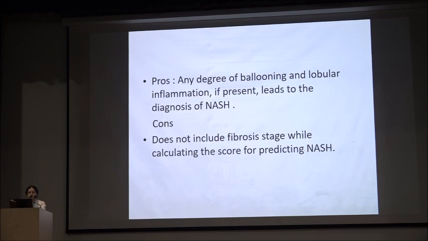So the SAF system is advantageous over other systems in that any degree of ballooning and lobular inflammation, if present, leads to a diagnosis of NASH, which was a lacuna observed in the NASH-CRN system, because of which many of the borderline cases were put into the not NASH category. But the disadvantage, as we see with other systems, that it does not include fibrosis staging while calculating the score for predicting NASH, continues with this system also.